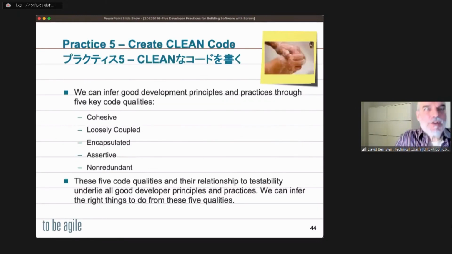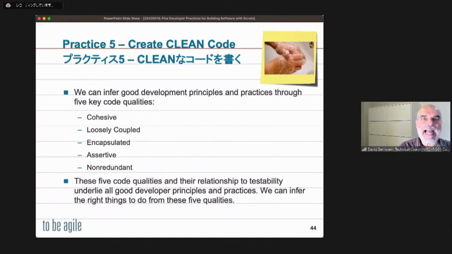All right, let's talk about practice 5. Create clean code. There's a book by Bob Martin called Clean Code, and there's a series of videos by Misko Havery, the author of Angular, called the Clean Code Talks. So I thought I would overload the term and create my own definition.